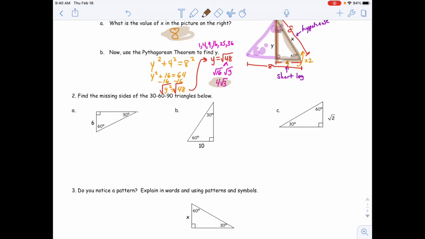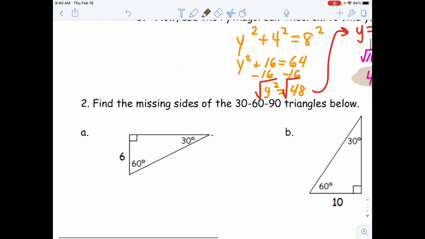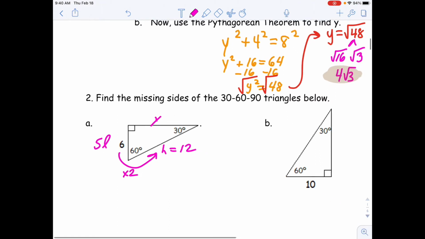Very slowly, we're going to use the Pythagorean theorem and brute force to find these legs, but after we know the pattern, it's only really going to take 2 seconds to figure things out. All right, so again, short leg. We already know the pattern right here, times 2. The hypotenuse is 12. The short leg's half the hypotenuse. Now the long leg, we'll call y again.